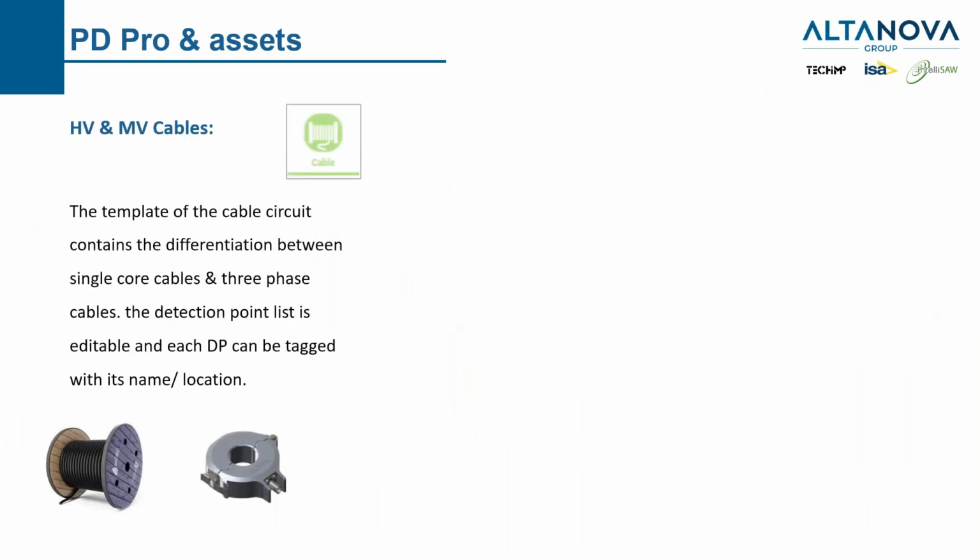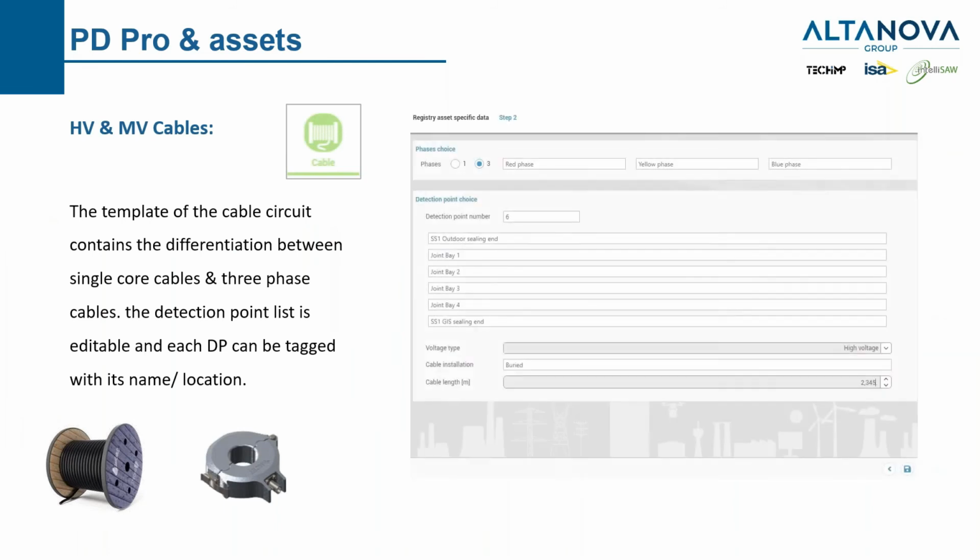So let's start with the high voltage and medium voltage cable. The data will be organized very easily. We can have data related to one phase. So when we have, for example, 3 core cables, we will have all the phases in just one detection point. Or we can have the different phasing, red, yellow, and blue. So if we can perform PD test phase by phase, we can select all these 3 phases.